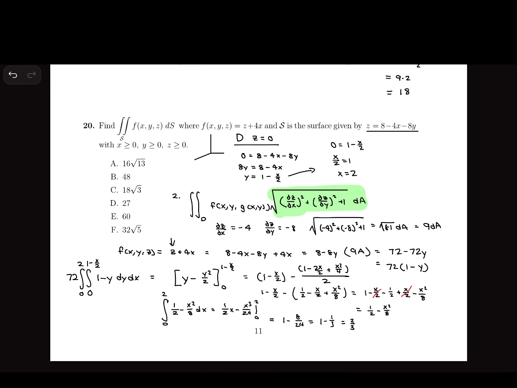Okay, so now we have 2/3, which we figured out for our integral, but there's still the 72 right here. So we do 72 multiplied by 2/3, which just simply gets us 144 over 3, which gets us 48. And for question number 20, the answer is B, 48.